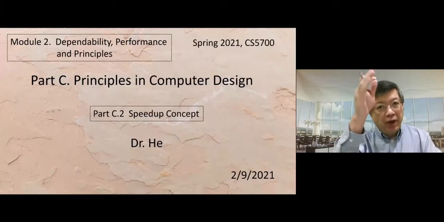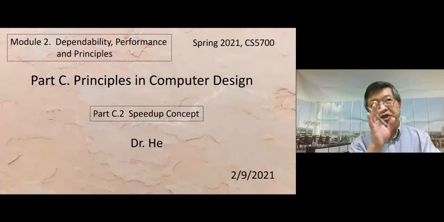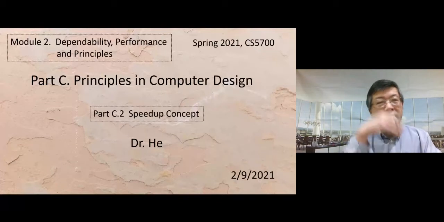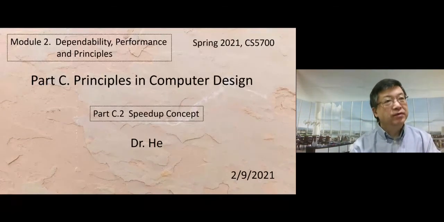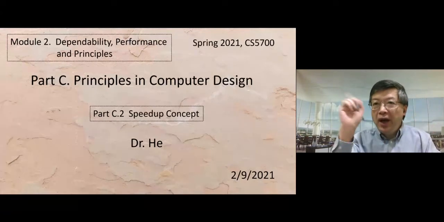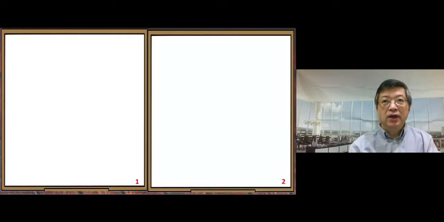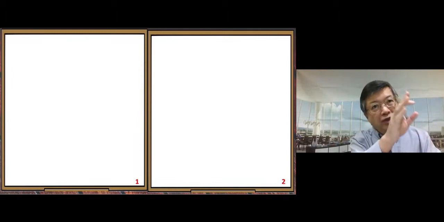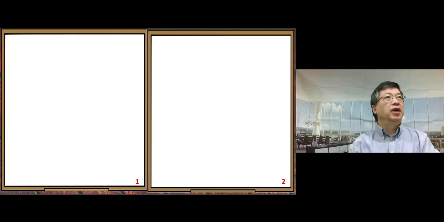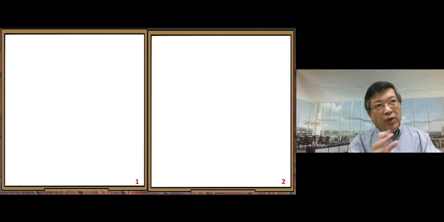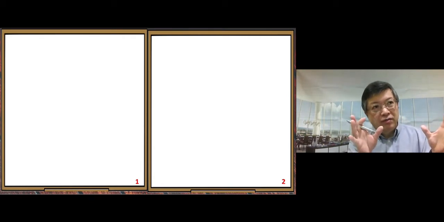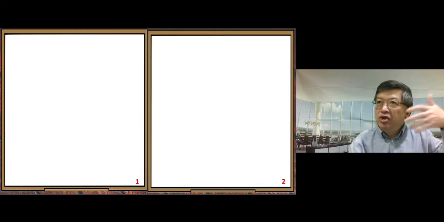Round 2, Speedup Concept. From this name, you can see we try to improve the performance of a computing task, of some general computing task. All right, so let's look at this concept first. What is the speedup concept? We need to define a measure for the speedup. When we improve the performance over a computing task, how to measure speedup?